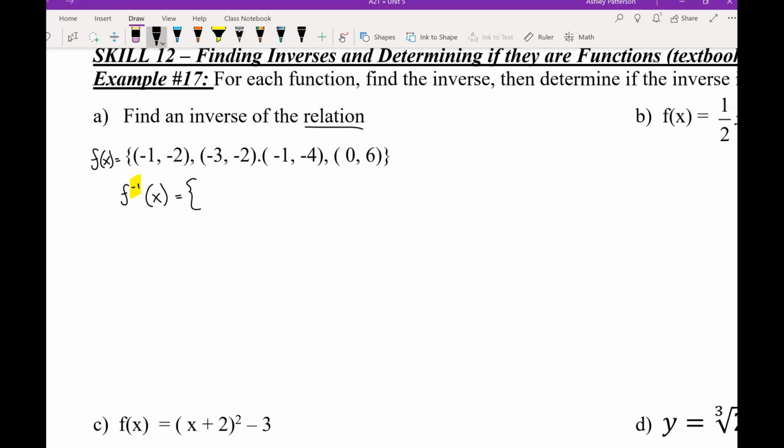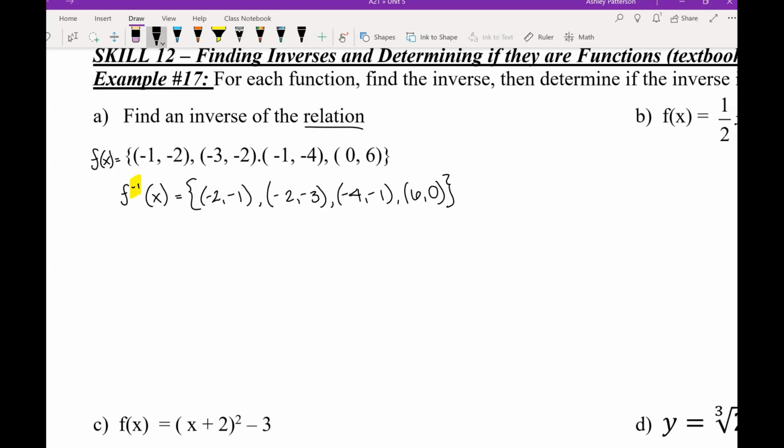Well, if inverse functions are reflective across y equals x, guess what? All we're going to do is switch their x and y values, because that is a property of inverses. So -2, -1, -3, -2. Nope, just kidding. Didn't switch that one. -2, -3. There we go. -4, -1, and 6, 0.